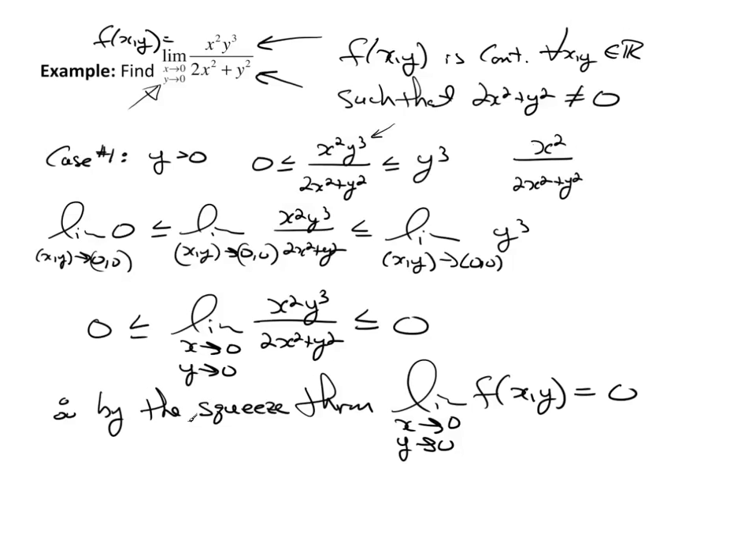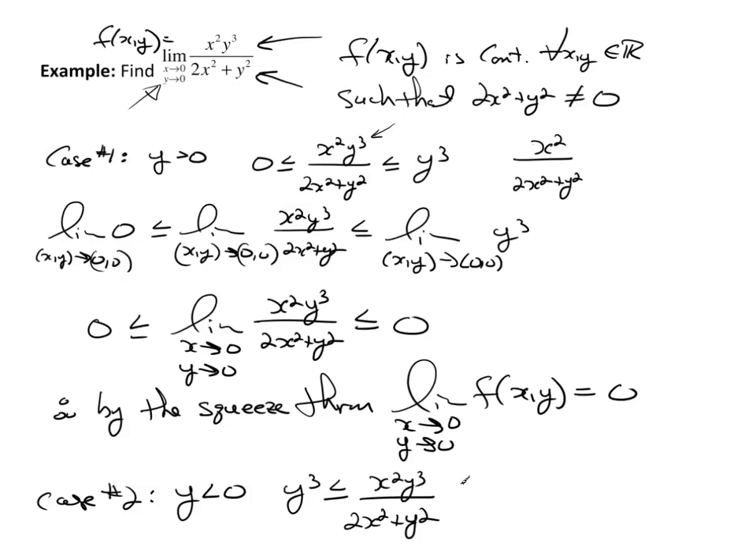Now, actually, I jumped the gun a little bit with this last statement right here. This is really only for case 1, and I really need to consider case 2. But for case number 2, I'm simply going to have y is less than 0. So now all I'm going to have is y cubed is less than or equal to x squared y cubed over 2x squared plus y squared, which is less than or equal to 0. And again, I take the limits, I get the exact same thing.